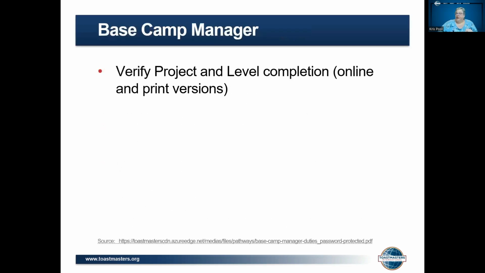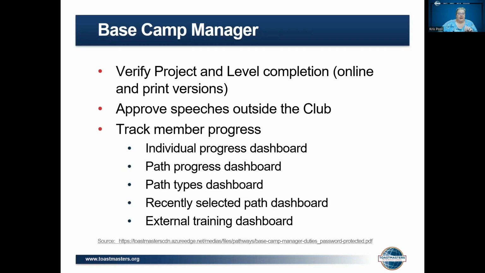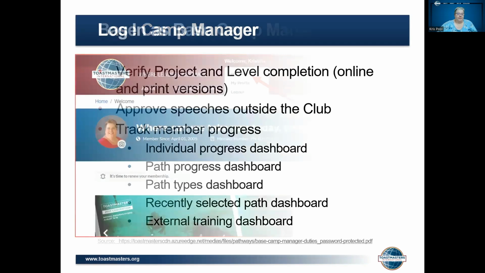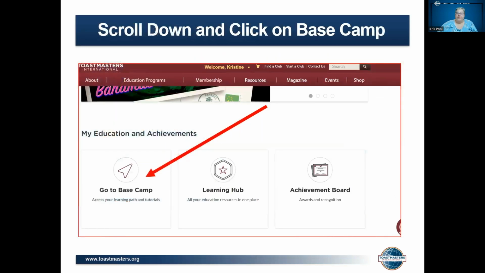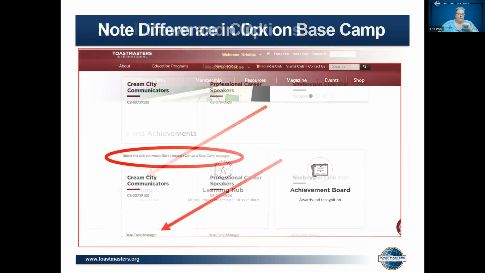All right, we are going to go through and talk a little bit more about some of the things you'll be doing as Base Camp manager: how we actually go in and access the project and level completions, how you approve speeches if they are done outside your club, and then the different dashboards available in Base Camp. First, you're going to log in to the TI Toastmasters.org website as yourself, and go to My Home. Once you're at My Home, you scroll down a little bit and click on Go to Base Camp. Hopefully all of this is very familiar to you.